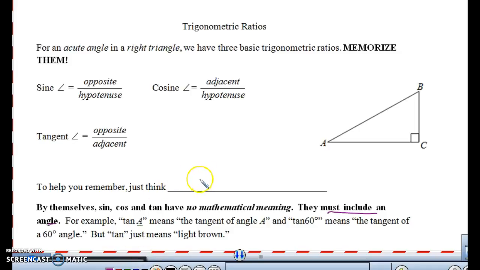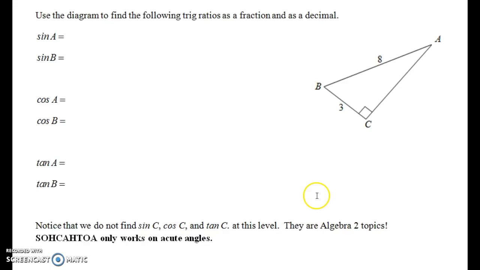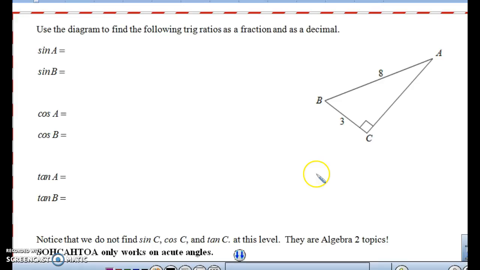So Sohcahtoa helps you remember which ratio is which, and we set up the ratios according to the acute angle that goes with them. Now the trig ratios can be written either as a fraction or a decimal. So let's see if we can figure out the following trig ratios as we go for this one.